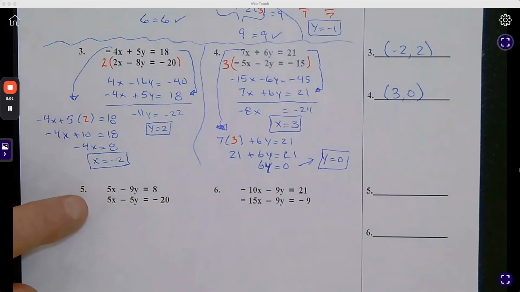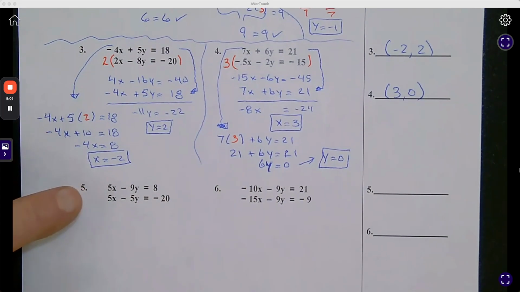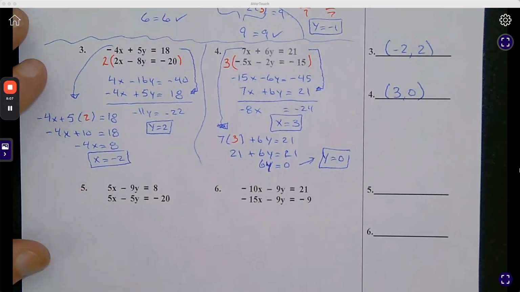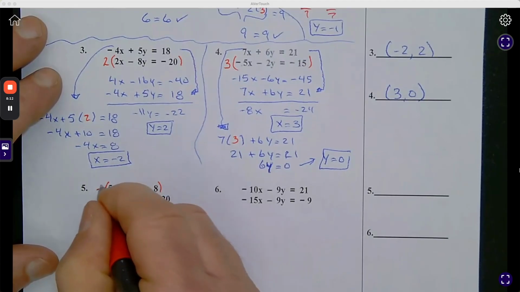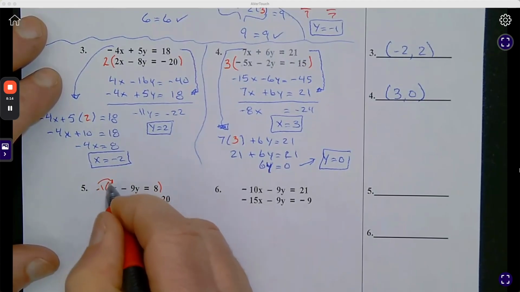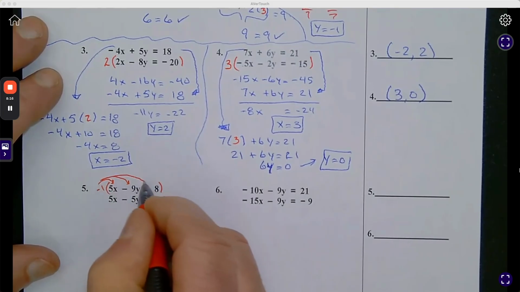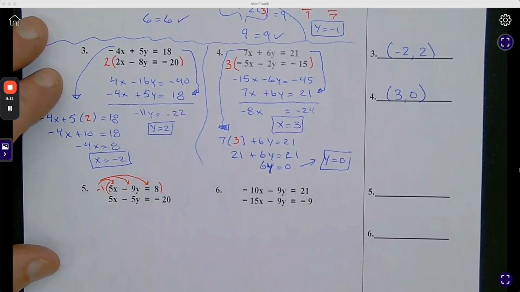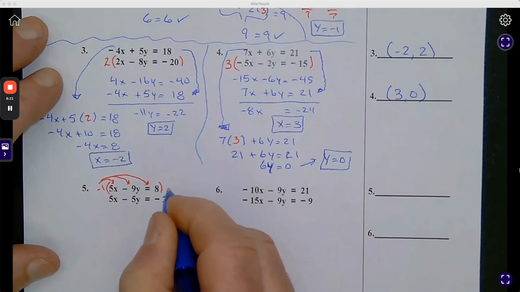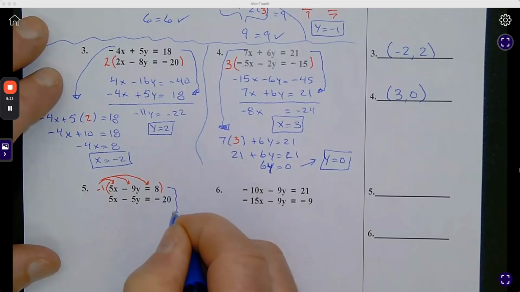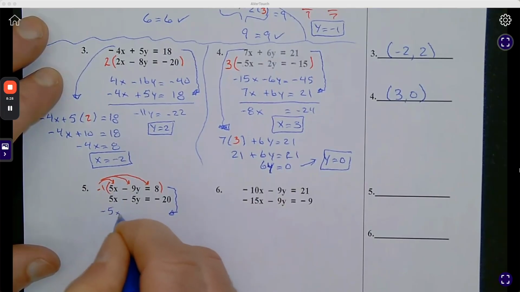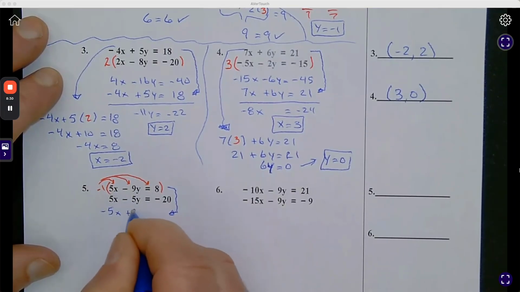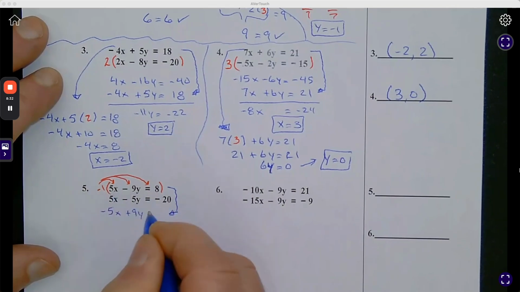in front of my x's, I know right away, I have the same number, but they're not opposites. So what I'm going to do is I'm going to take the top equation. I'm going to multiply every term by -1. When I multiply by -1, it's going to make that +5 a -5. All right, so now I'm going to rewrite it down here. So I get -1 times 5 is -5. -1 times -9 is +9. -1 times +8 is -8.